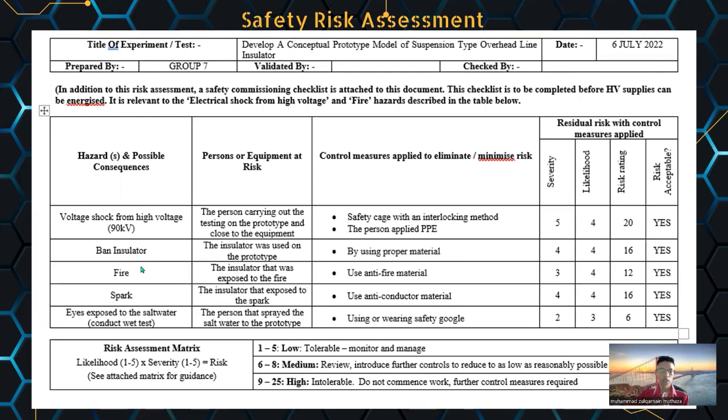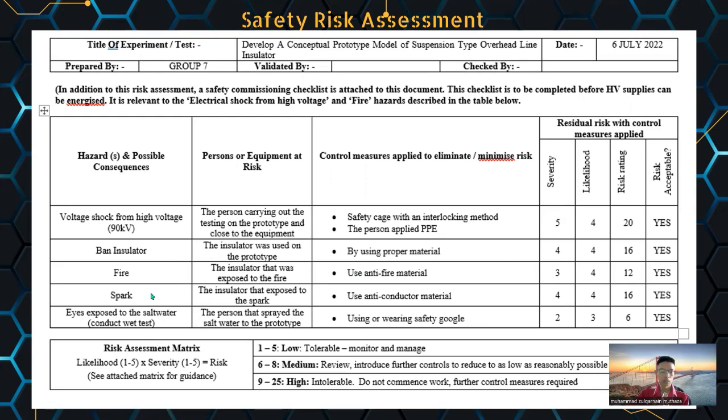The third hazard is fire. The equipment at risk is the insulator that was exposed to the fire. The control measure applied is using anti-fire material. The severity is 3, likelihood is 4, so the risk rating is 12. So we answer that the risk is acceptable, yes.